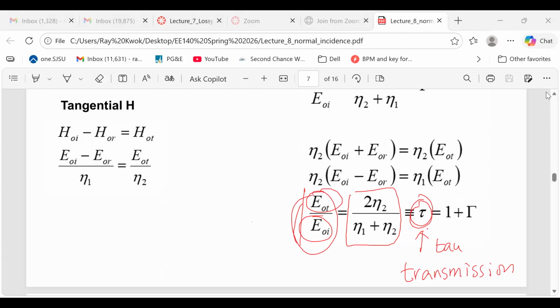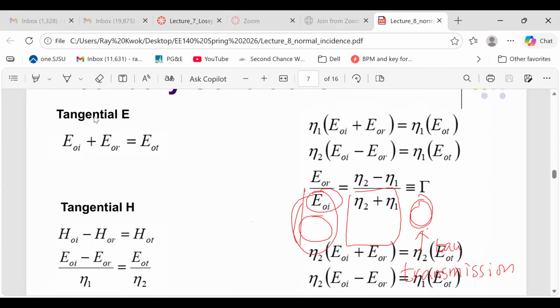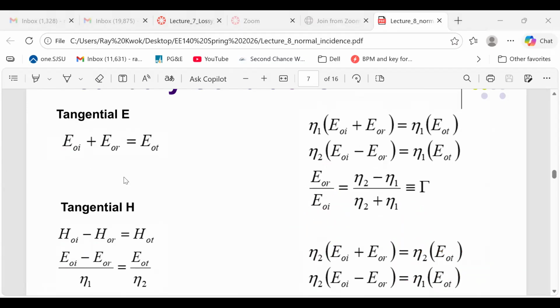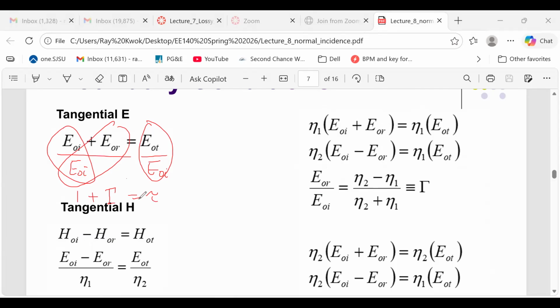So how do I understand that? Here, if I divide everything by E naught I, E naught I over E naught I is 1. E naught R over E naught I is the reflection coefficient. E naught T over E naught I is the transmission coefficient. So if I know the reflection coefficient, finding the transmission is very easy, just 1 plus gamma. Right?